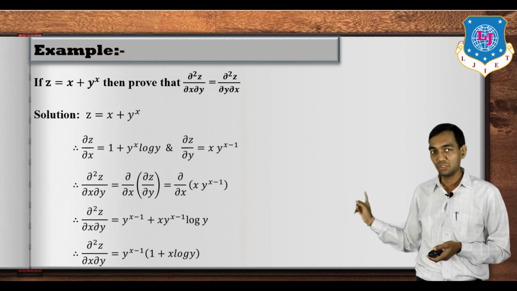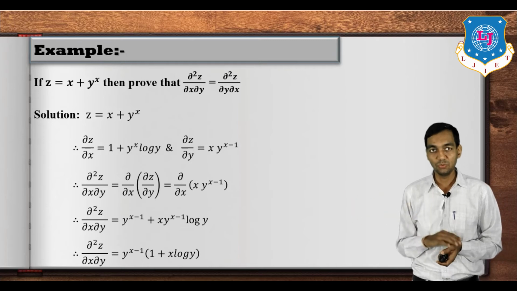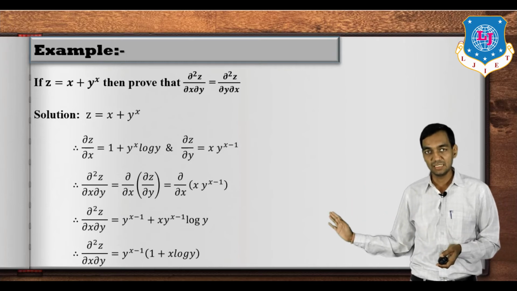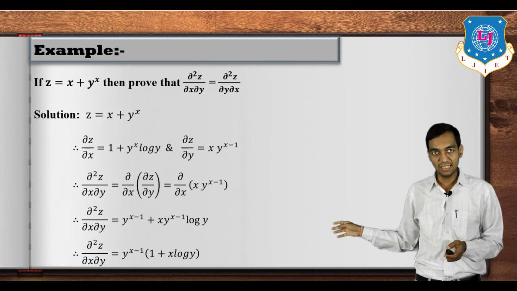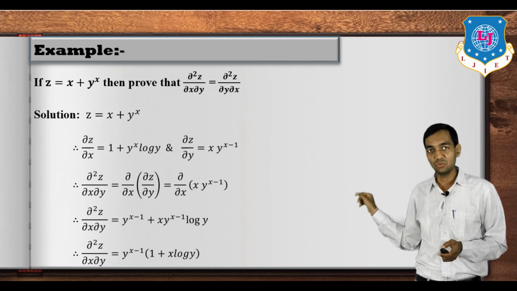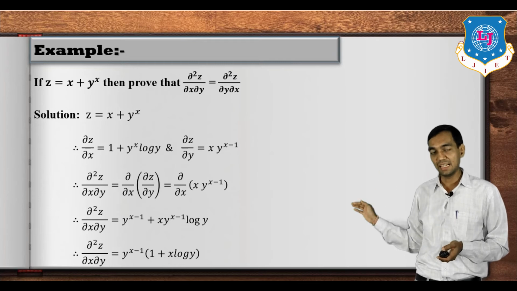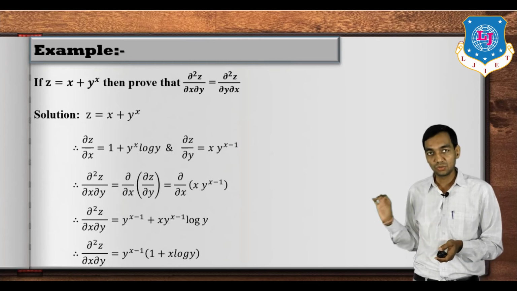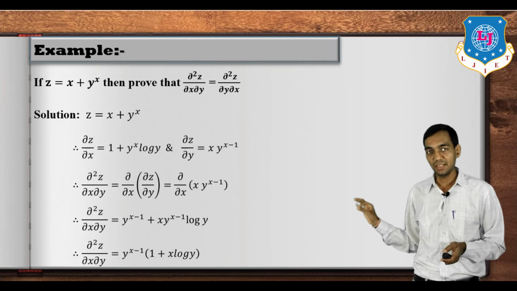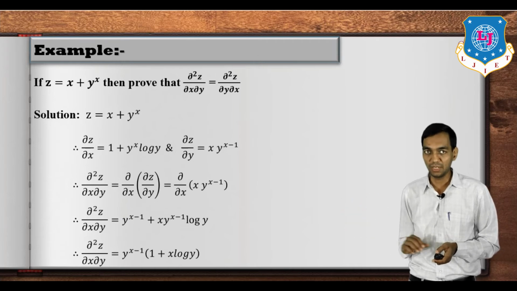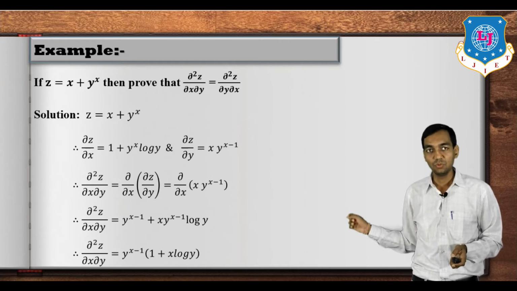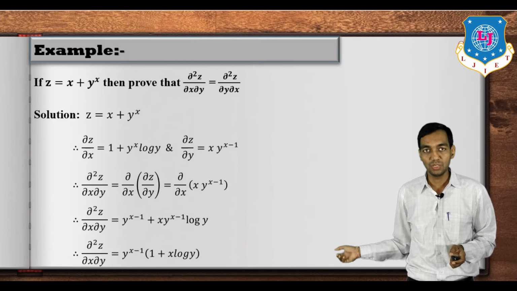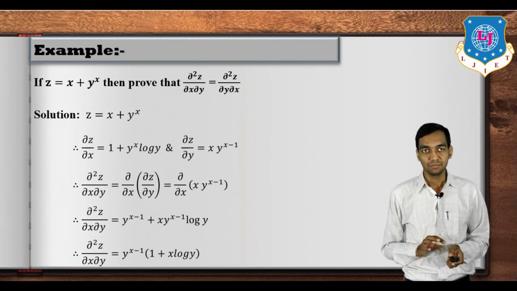Here you are differentiating with respect to x, so you have to apply u into v. First, the derivative of x is 1, and y raised to x minus 1 remains as it is. Secondly, x as it is, and y raised to x minus 1: here the power x minus 1 is variable and y is constant, so the a raised to x form is there, therefore it is y raised to x minus 1 into log y. Okay, and y raised to x minus 1 common out, and that will give you y raised to x minus 1 into 1 plus x log y.